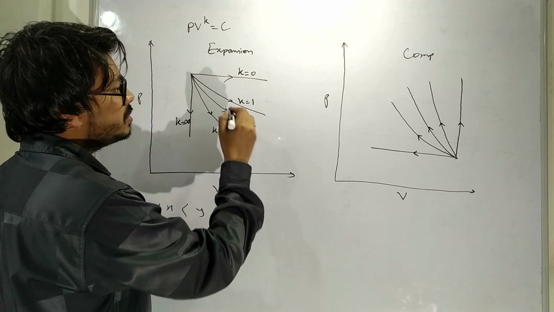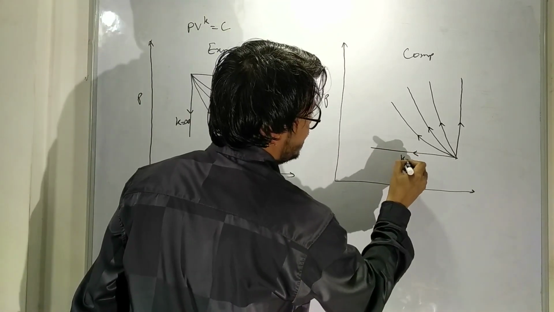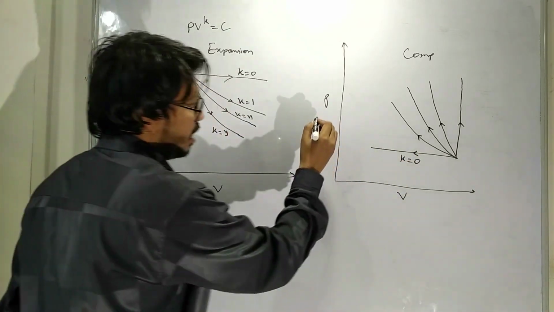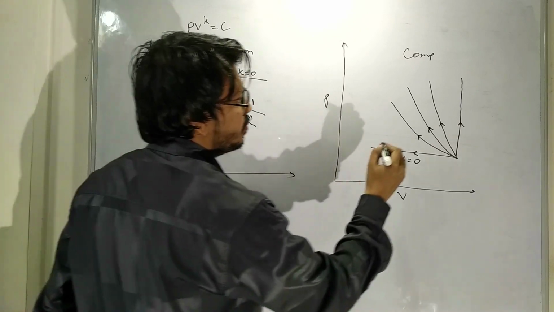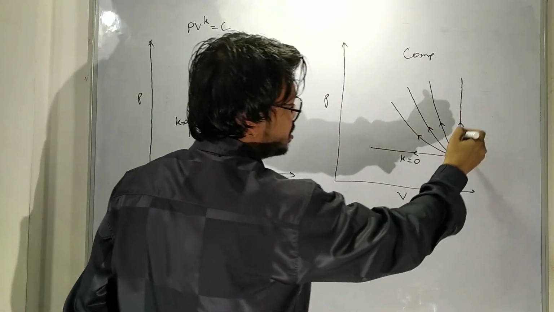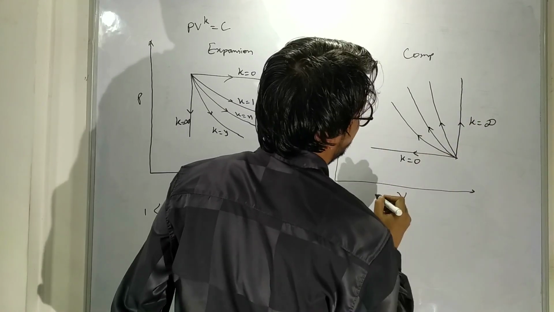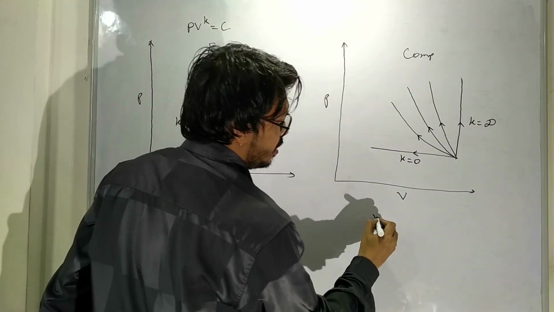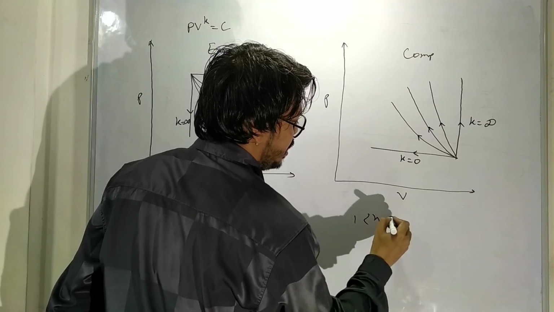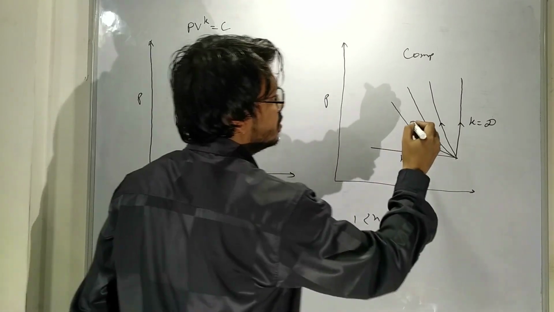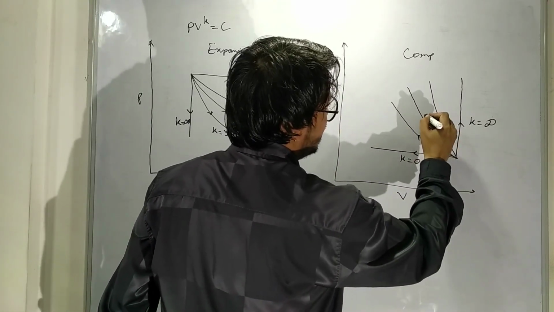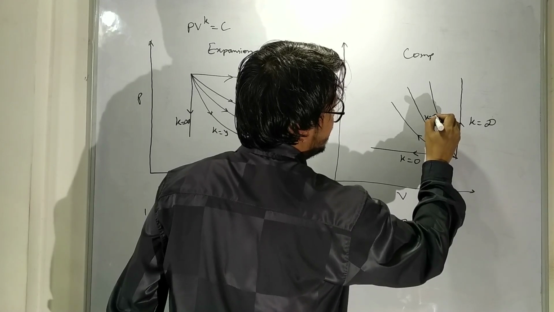Now for compression, k equals 0. This is for k equals 0, which is isobaric process. For k equals infinity, which is constant volume process, which is isochoric process, this is k equals infinity. Now we know n lies between 1 and gamma for practical purpose, so this is k equals n.